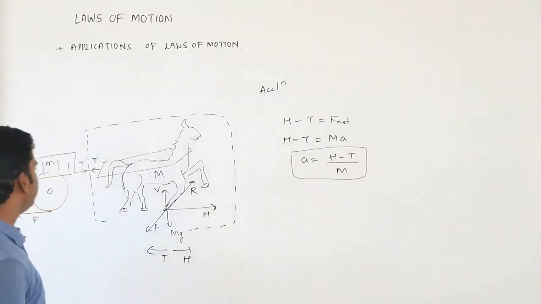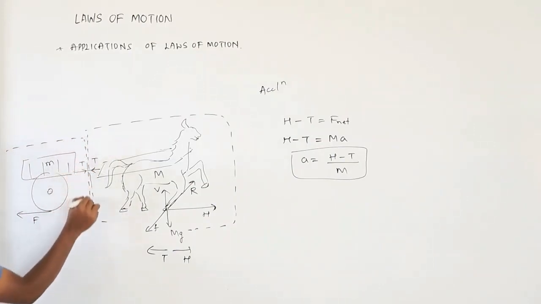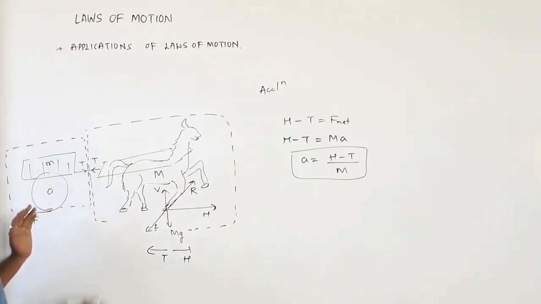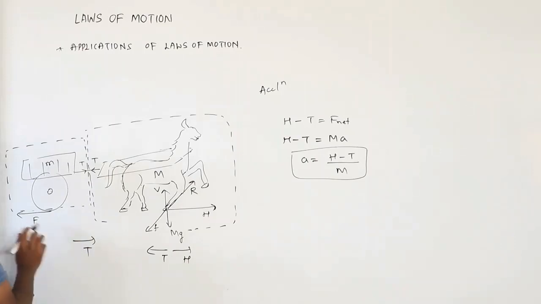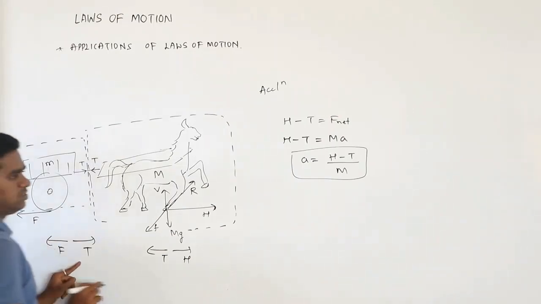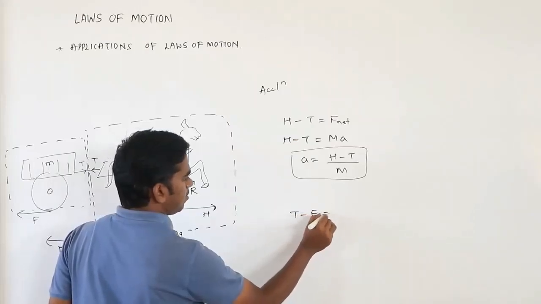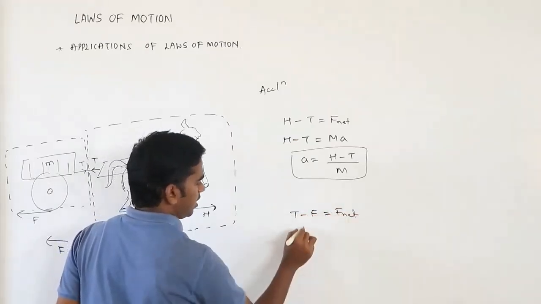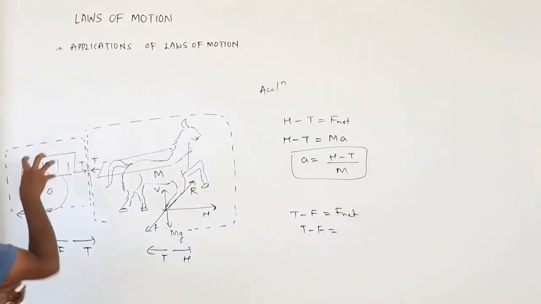Okay. Now what is the acceleration of the cart? I will take only this part. For the acceleration of the cart, what is the forward force? The forward force is tension. And the force applied by the wheel on the floor is opposite to the tension. So I can write T minus F equals F net. So T minus F equals, what is F net? Mass of the cart.